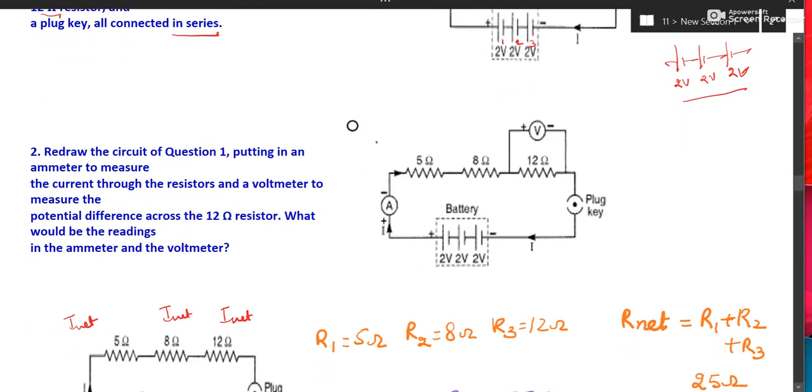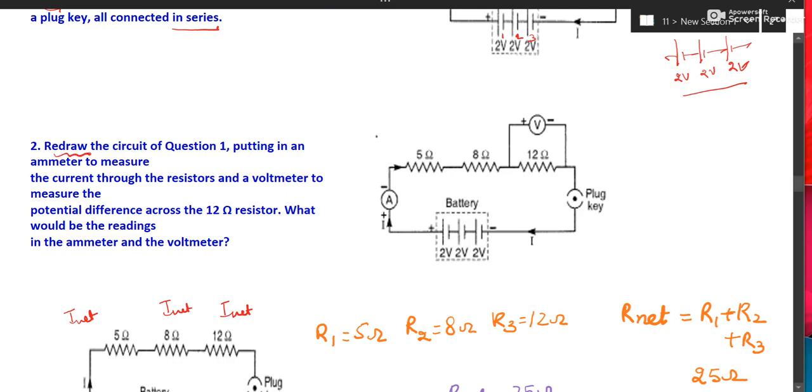Now they are asking to redraw the circuit. Put an ammeter and a voltmeter across 12 ohm. Ammeter is put in series, there is no problem. Voltmeter is always connected in parallel, and they are saying you connect it across 12 ohm. It is written here. So this is the diagram.